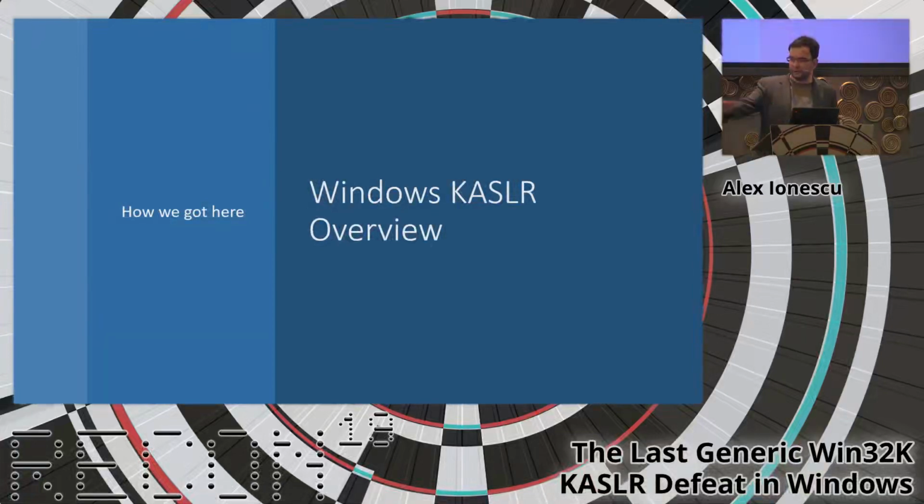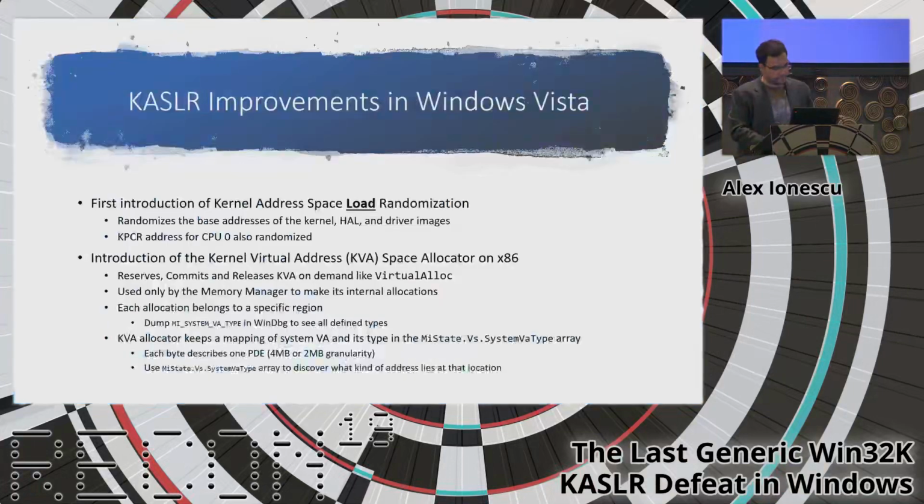So the story of how Windows kernel address space load randomization evolved. Before Windows Vista, there wasn't really any kernel ASLR or any ASLR whatsoever. So you're talking fixed addresses everywhere. In Windows Vista, Microsoft introduces ASLR and KASLR.